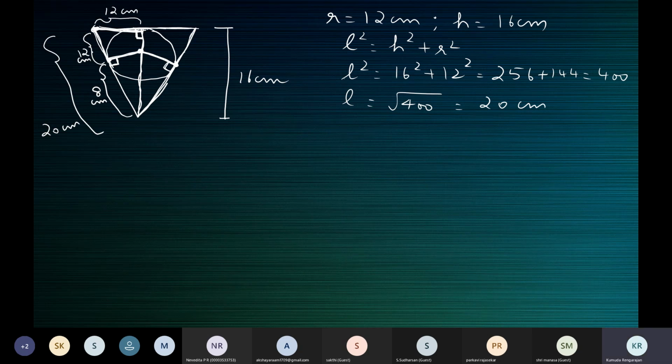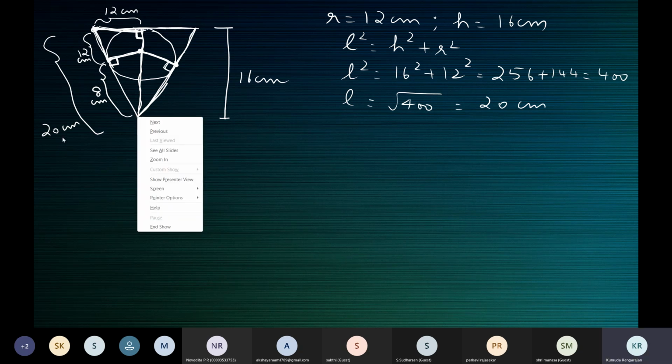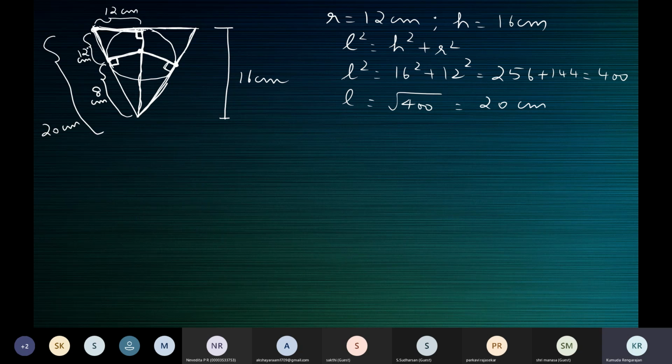Okay, so if this is 12, this is 12, but the whole thing is 20. So 20 minus 12, this remaining portion will be 8. From here to here, the slant height is 20, but this portion is 12. This one is 12. So this one will be 20 minus 12, 8 centimeters.